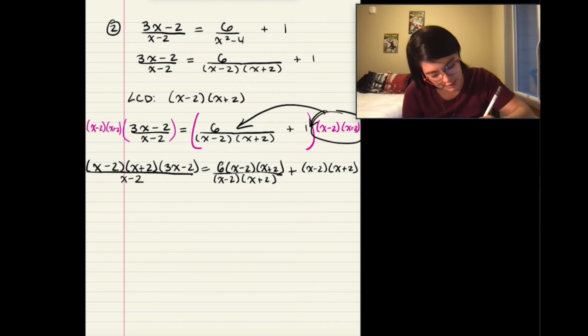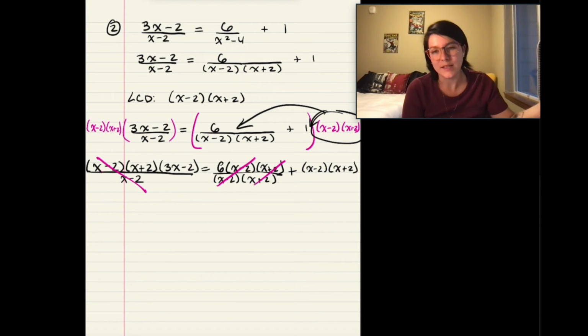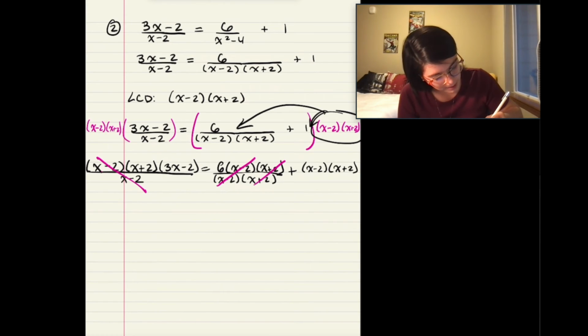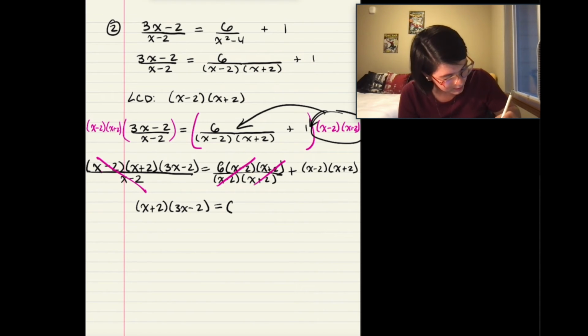So we have x minus 2 right here. On the right side of the equation, we have an x minus 2, and an x plus 2, x plus 2. How amazing. We love canceling. So on the left side, we're left with x plus 2 times 3x minus 2 is equal to 6 plus x minus 2, x plus 2.